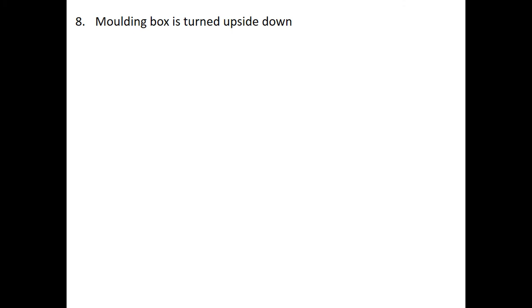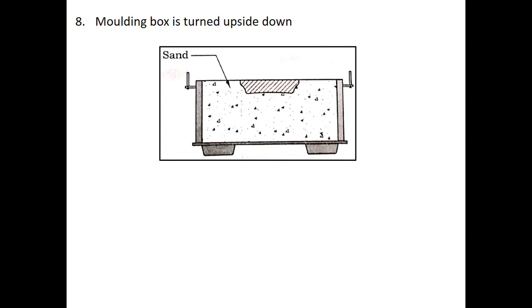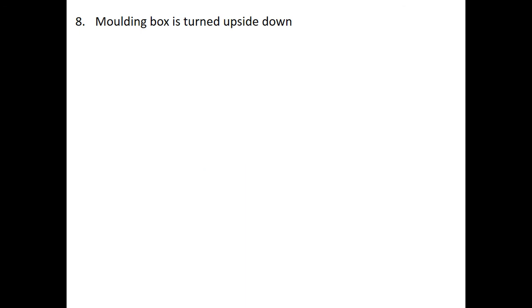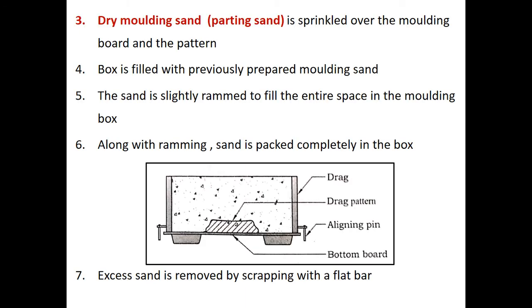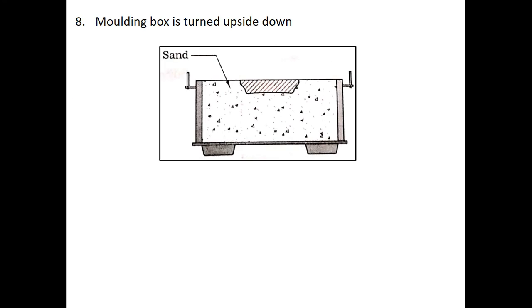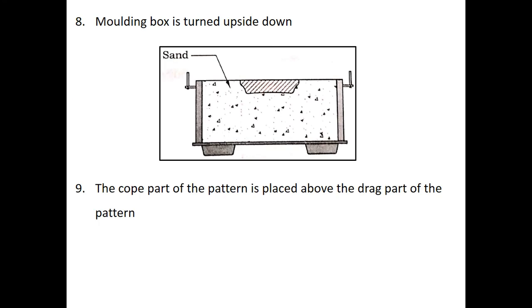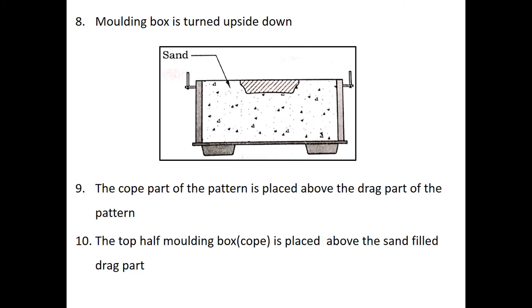Then what you will do? Now the molding box is turned upside down. You can see, look at this. So this was like this, and you turned it upside down. Now the cope part of the pattern is placed above the drag part of the pattern. Look at this, the cope part of the pattern placed over the drag part of the pattern.